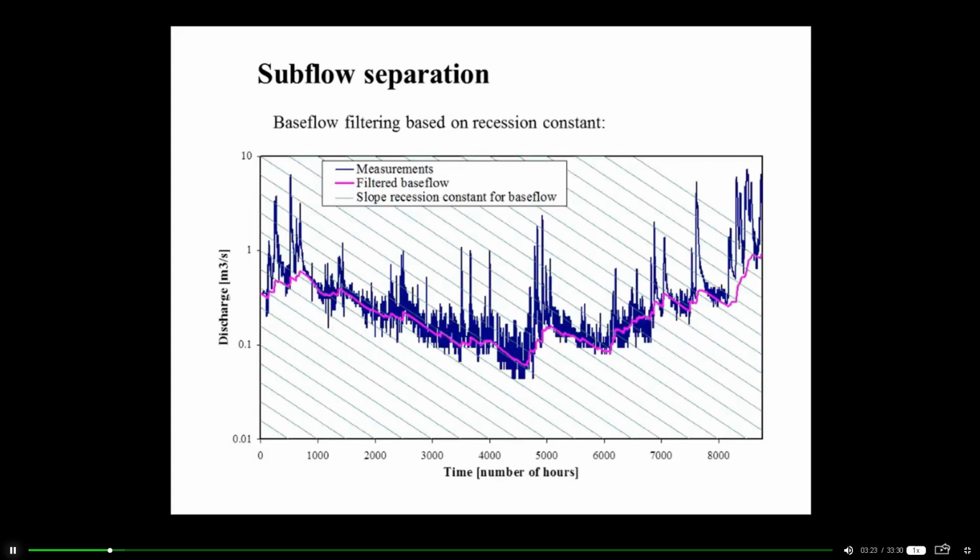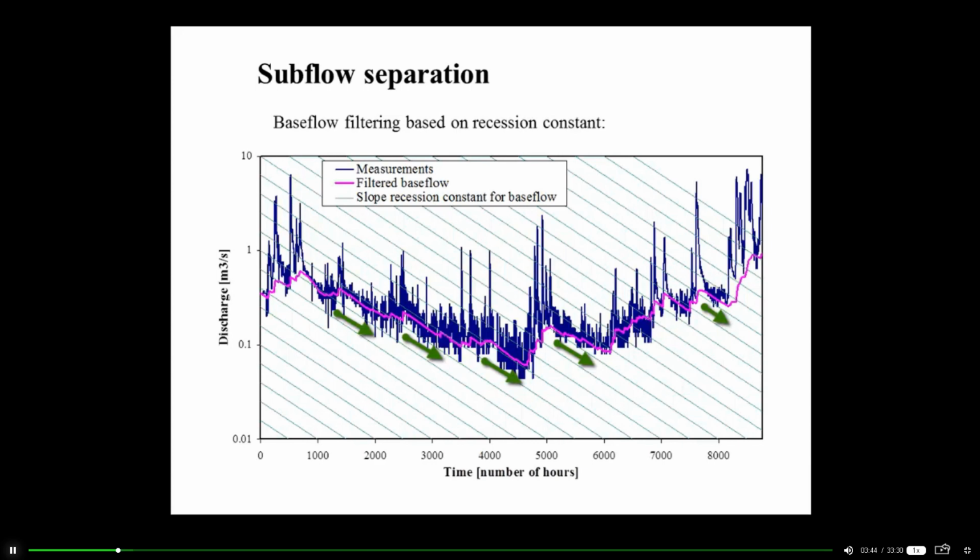Now when we plot the same time series on a log scale, so the vertical scale is a log scale, you see that during long dry periods the base flow is decreasing in a linear way. And this is because of the log scale. If we wouldn't apply the log scale, we would see that the base flow is decreasing in an exponential way.